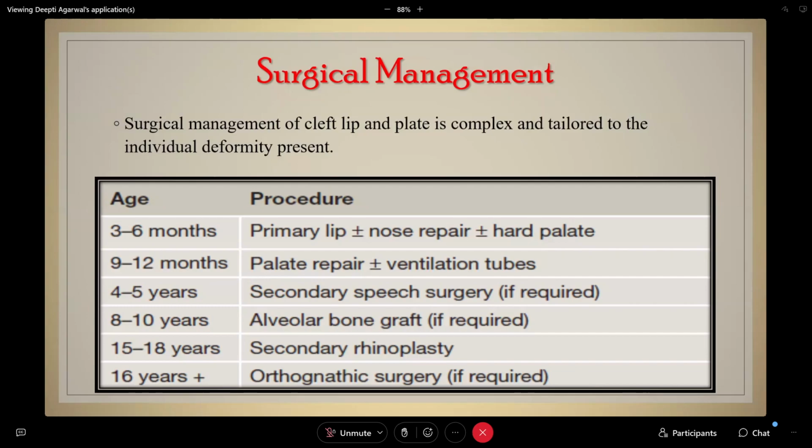So the surgical management is complex and it is tailored to the individual deformity present. So this is the timeline of various surgeries.